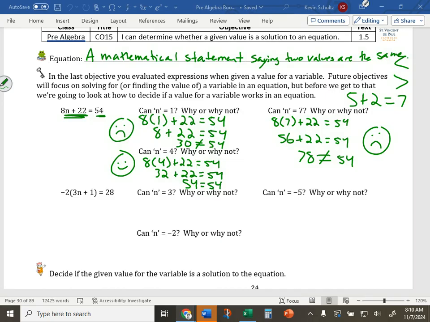Taking it one step further from yesterday, right? Yesterday I gave you a value for the variable, you plugged it in, you evaluated it. Now I'm asking you to compare it. Is the answer that you get from plugging that in the same as the other side of the equation? Is it what we want the equation to equal? So it's one step further from yesterday.